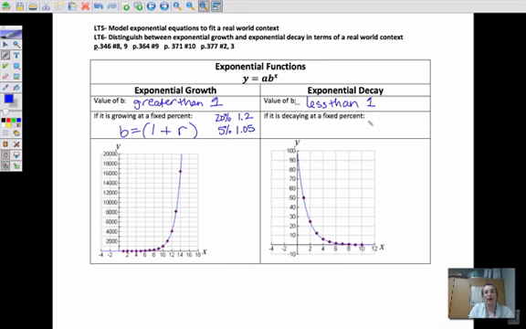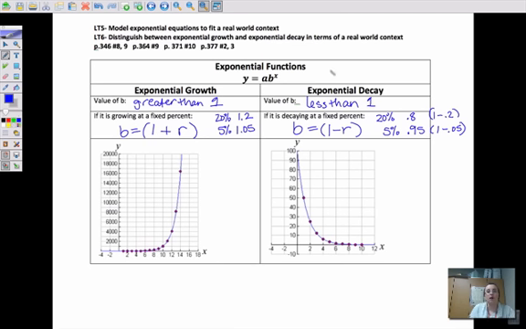If it's decaying at a fixed percent, I'm going to use 1 minus r. So if it was decaying by 20%, I would use 0.8, because it's going to be 80% of its original size. That's 1 minus 0.2. Or if it's decaying by 5%, I would use 0.95, that's 1 minus 0.05, because I'm going to have a population that's 95% of its original each time. I've just got an example in your notes of what these might look like.